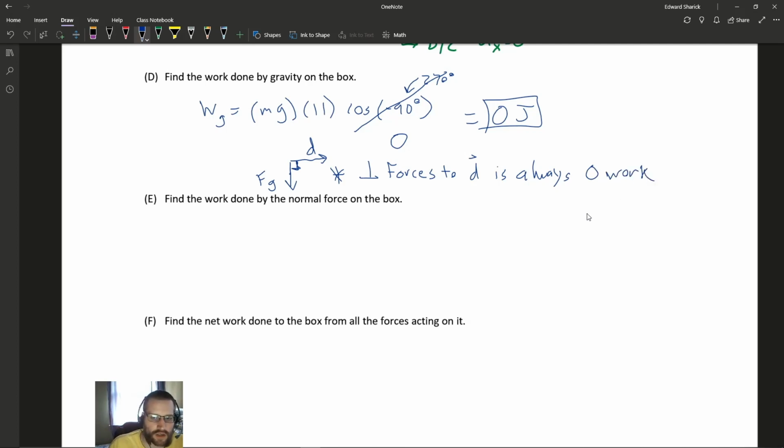And so we can actually answer the next question very simply then: find the work done by the normal force. And again, the normal force is up and my displacement vector is to the right, so there's again a perpendicular angle, which means the work done by my normal force is going to be 0.